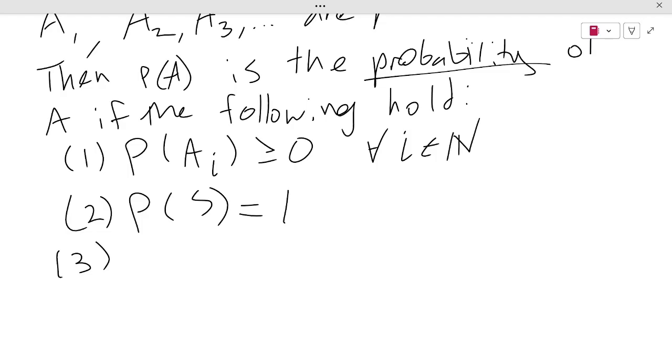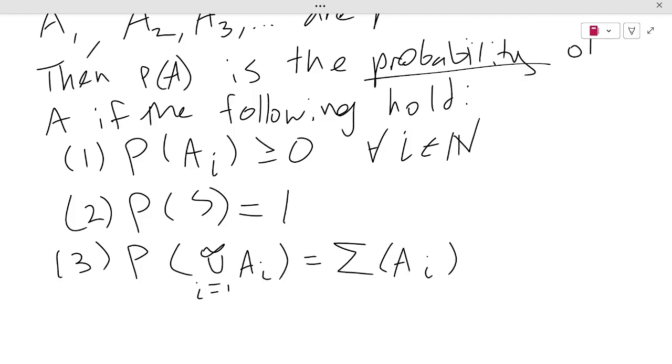And that means also, well, we'll get into what that means, I guess, in a little bit. Consequences of that. Next one is that the probability of the union of all events is equal to the sum.